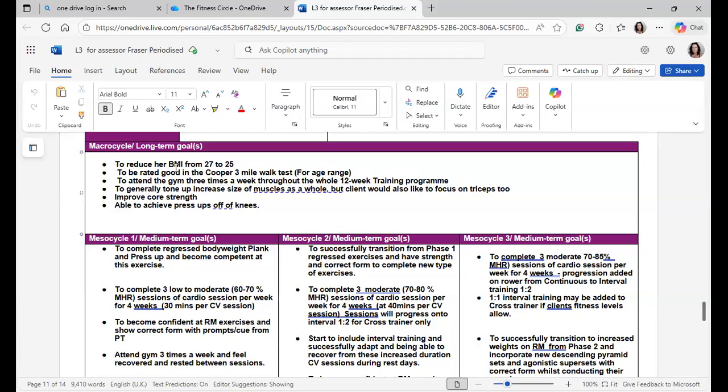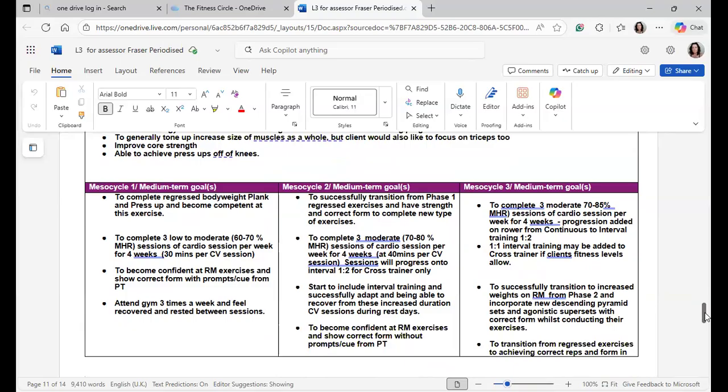So as we can see here, fabulous long-term goals at the top. Can we see those numbers popping out there? So BMI 27 to 25. We've got Cooper's 3-mile walk test in there. We can see those numbers popping through. Now, there's a lot of goals here. I'm not expecting everybody to put as many goals in here, but I would say maybe 1 to 2 clear goals for each mesocycle, just so that we know what ingredients should be under each section, as it were. So we've got those numbers there.